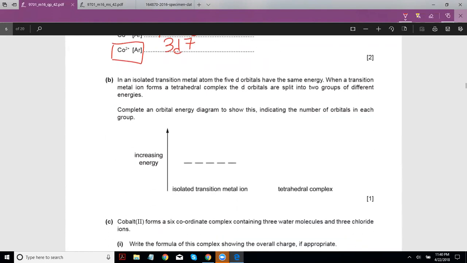In an isolated transition metal atom, the 5 orbitals have the same energy. When a transition metal ion forms a tetrahedral complex, the d orbitals are split into 2 groups of different energies. Complete an orbital energy diagram to show this, indicating the number of orbitals in each group. So in isolated, what do you have? Do we have to specify? But we can specify anyways. It's dxy, dxz, dyz, dx square minus y square, and dz square.